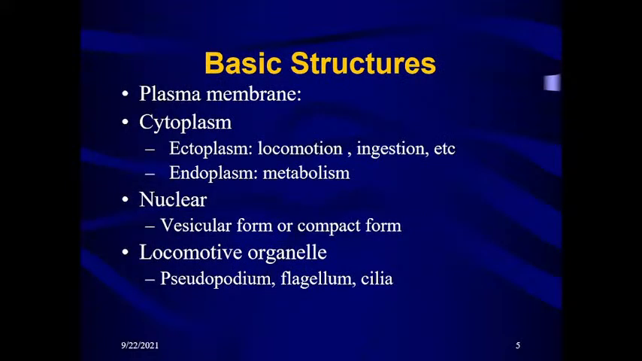The basic structure of amoeba is that they have a plasma membrane. They have a cytoplasm, which has an ecto and an endoplasm. The ecto mainly has locomotive and ingestive functions, and the endo is where metabolism occurs. There is a nucleus, either a vesicular form or compact form. Locomotive organelle.